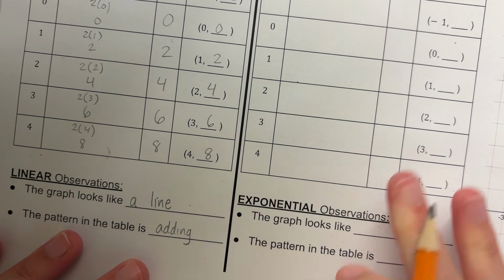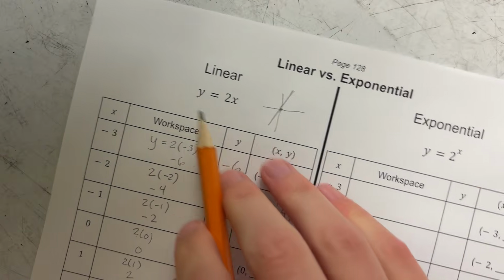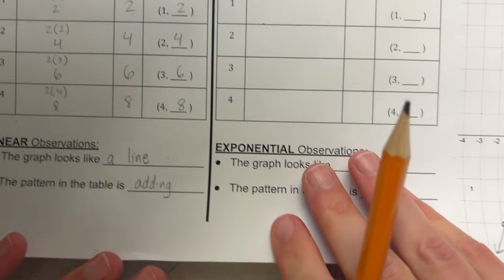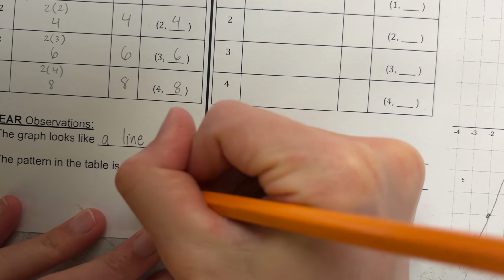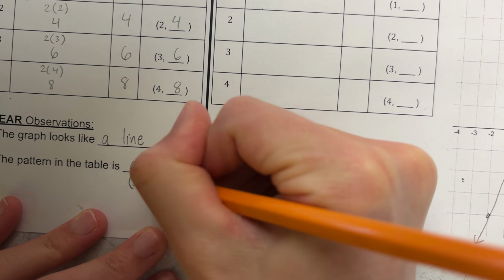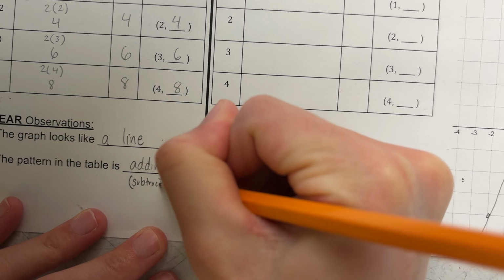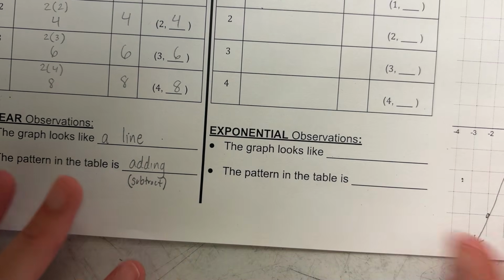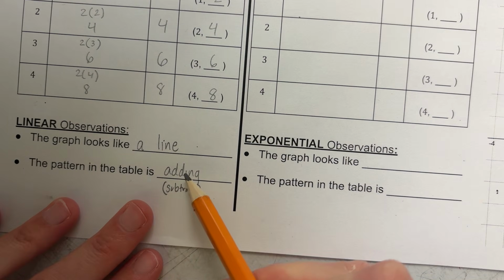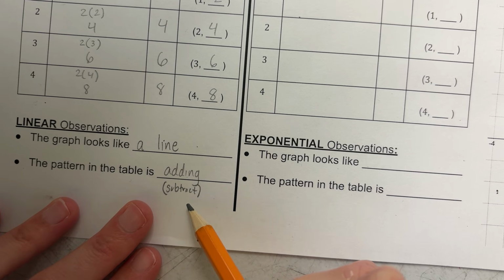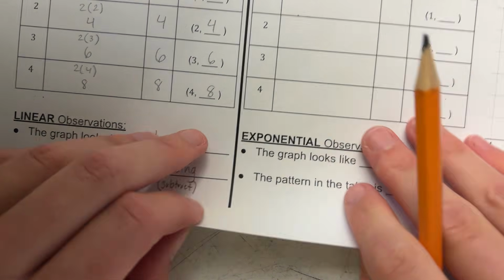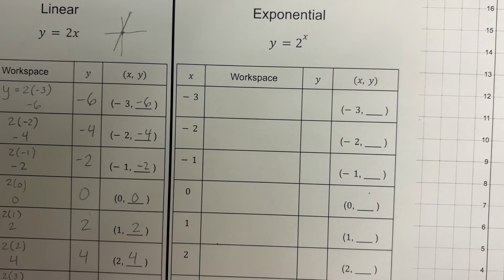And I will tell you, if I had done, for example, y equals -2x, the pattern would be subtracting, right? And remember that if I were to add, say, a negative number, that would be the same as subtracting. So when I say the pattern in the table is adding, it would also be linear if we were subtracting. Okay, so now let's do the same thing with the exponential function.